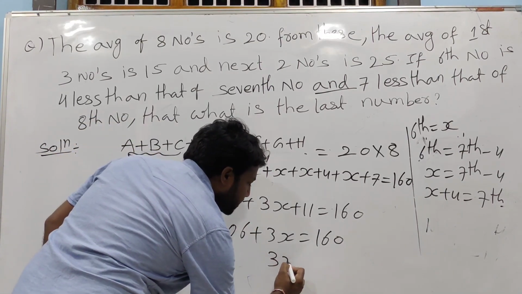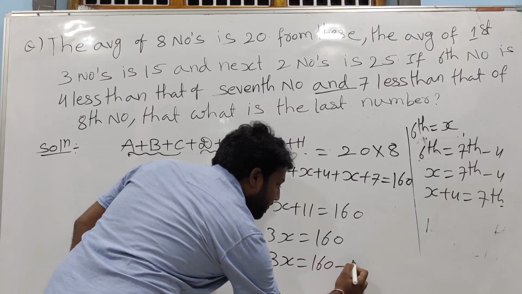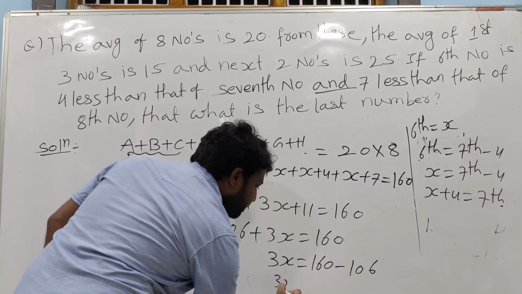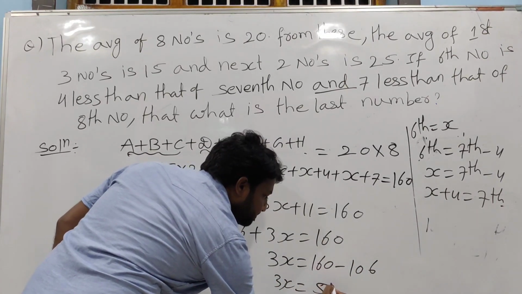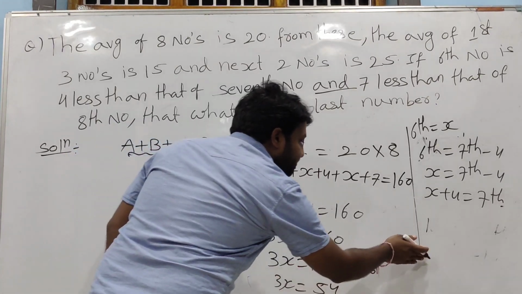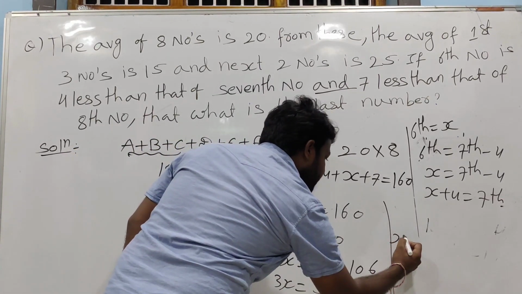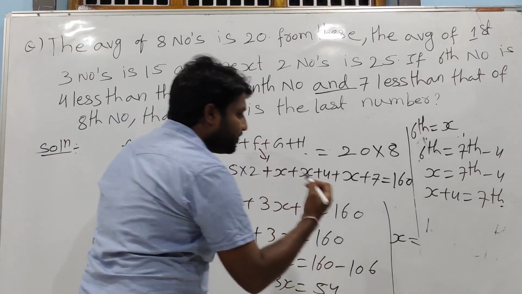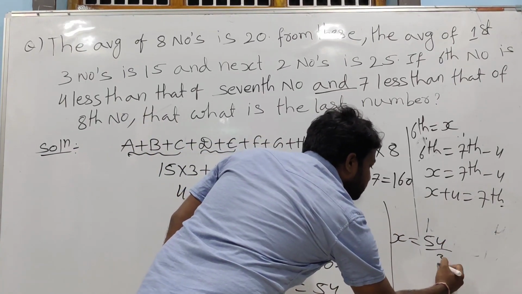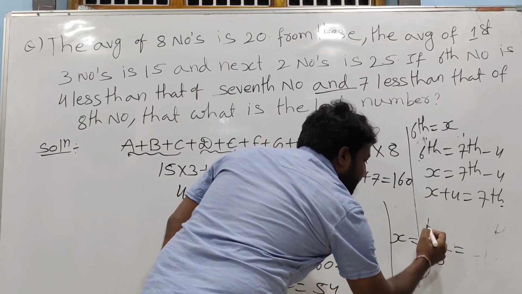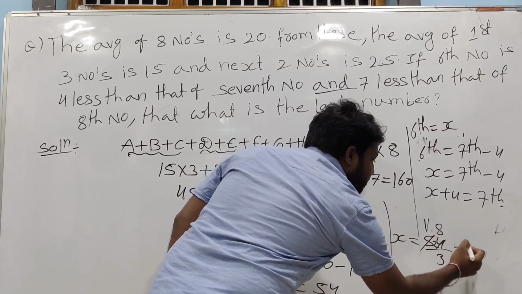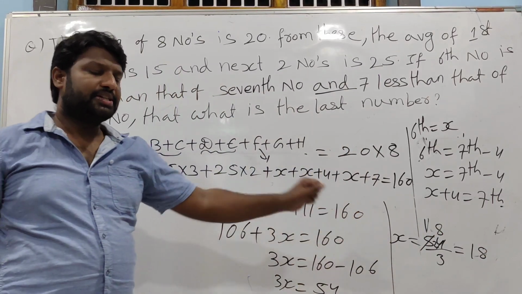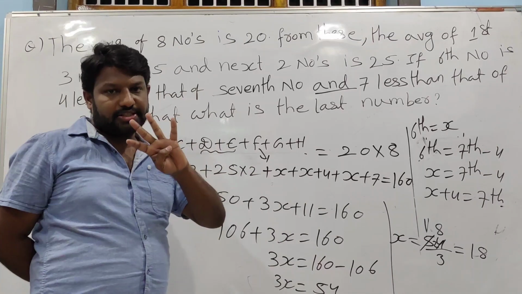So I am finding the x value. 160 minus 106, so the 3x value will be 54. Then x will be 54 by 3, which is 18. So x is 18. Now, x is the sixth number.